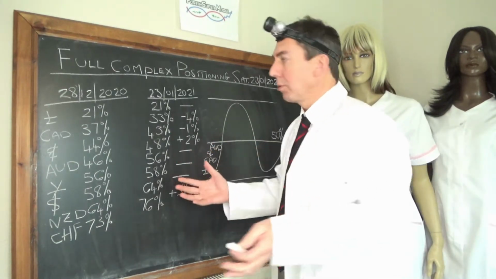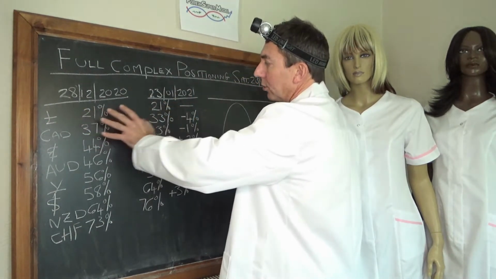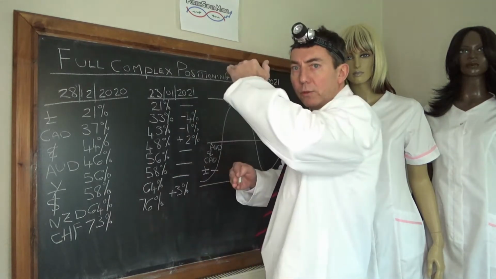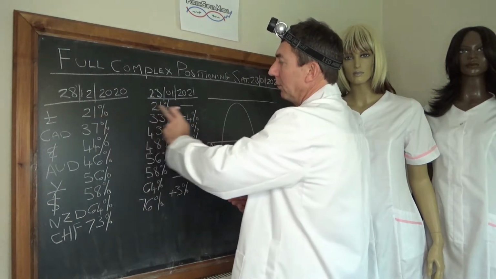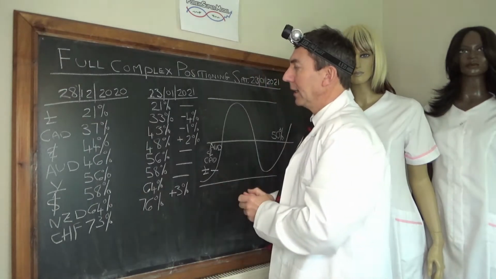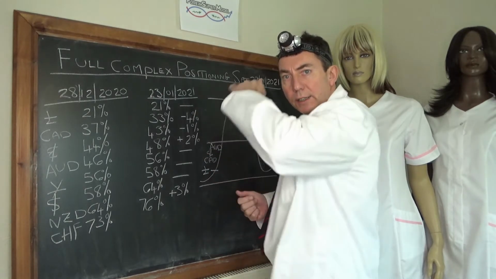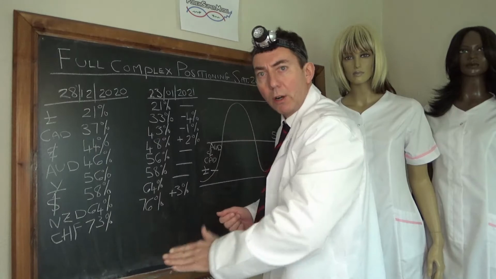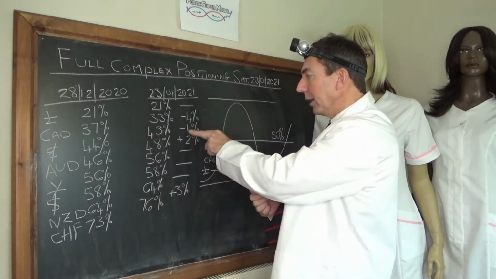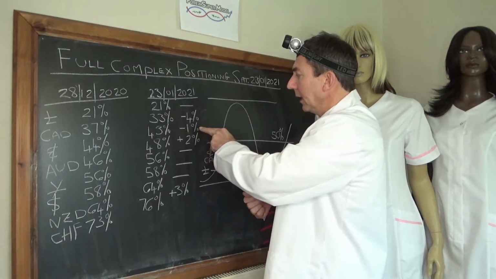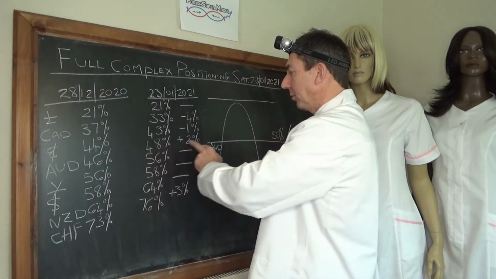Anyway, let's do the proper comparison. So the pound complex is operating at 21% above its modelled floor, and it stayed there pretty much in the last month. So 21%, 21%. The CAD, on the other hand, has gone from 37% down to 33%, so it's minus 4%. The CAD has been pushed lower as a complex, so it's weakened. The euro has slightly weakened, 44 to 43%, minus 1%. The AUD has slightly gained in strength over that period, 46 to 48, plus 2%.